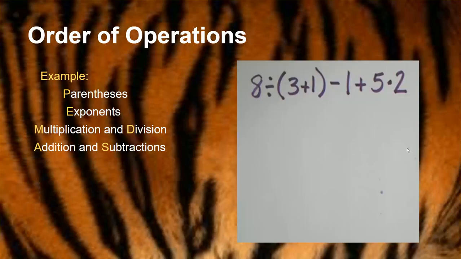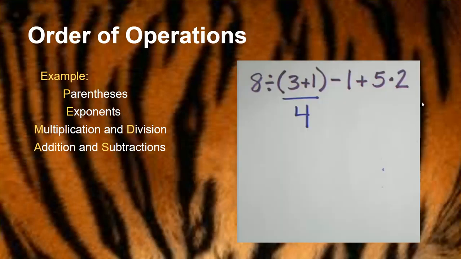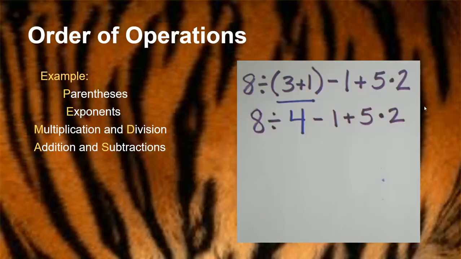One more problem here, a little bit more complicated. In this situation, you have addition, subtraction, multiplication, and division, plus you have parentheses. So do what's in the parentheses first. 3 plus 1 is 4. Now rewrite everything else. 8 divided by 4 minus 1 plus 5 times 2. Look for exponents. There aren't any, so we can skip that step.